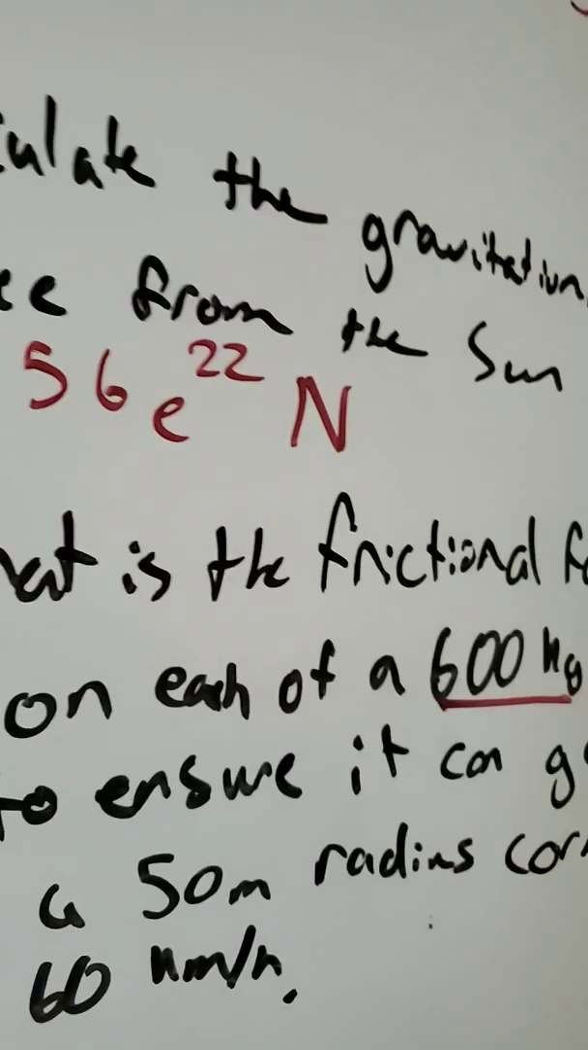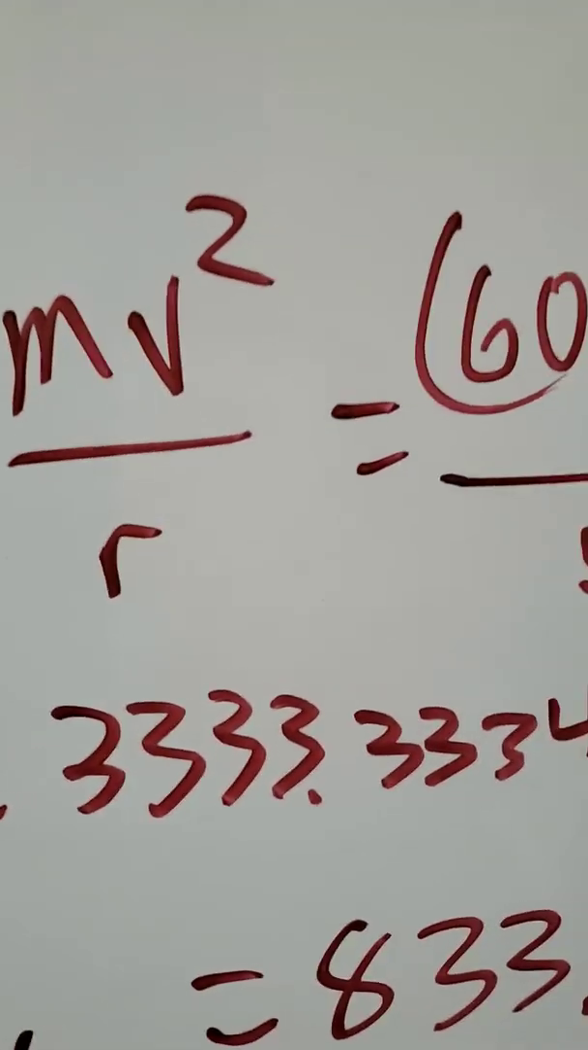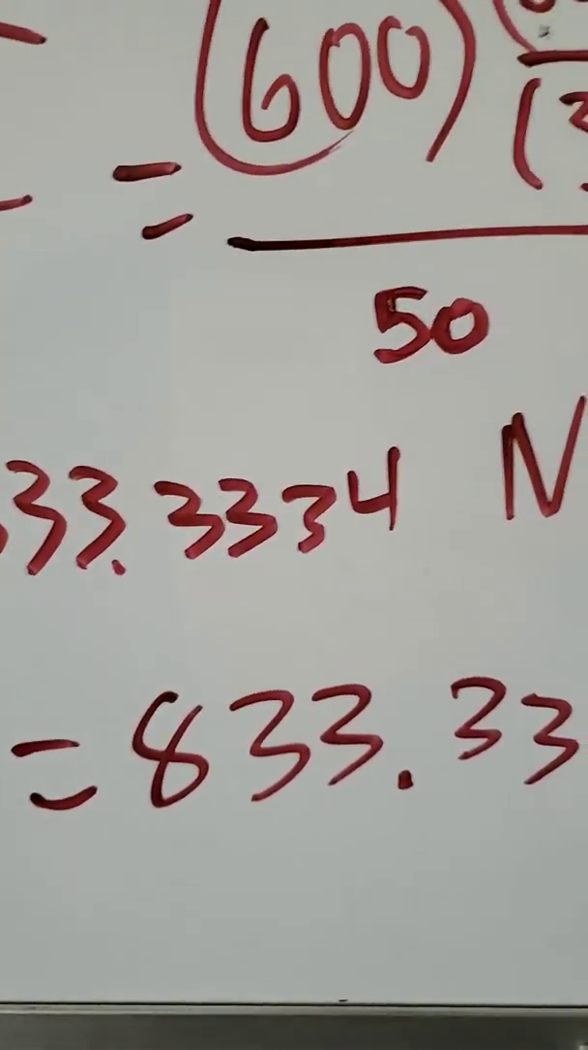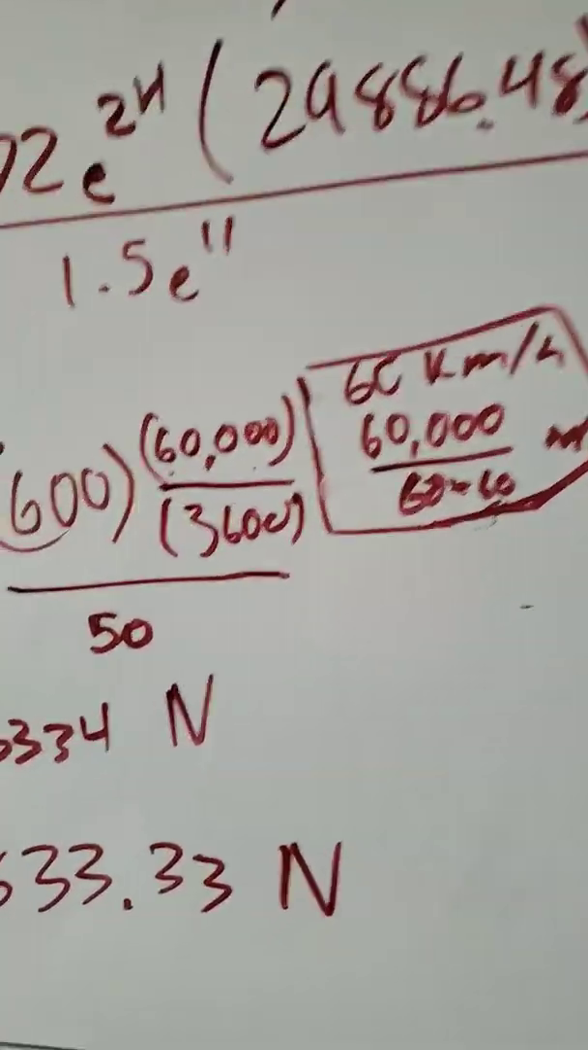However, the question did ask for each of the tires. So you'll just divide that number right there by 4. And per tire, the frictional force should be 833.33 newtons to ensure that it will safely go around this corner.